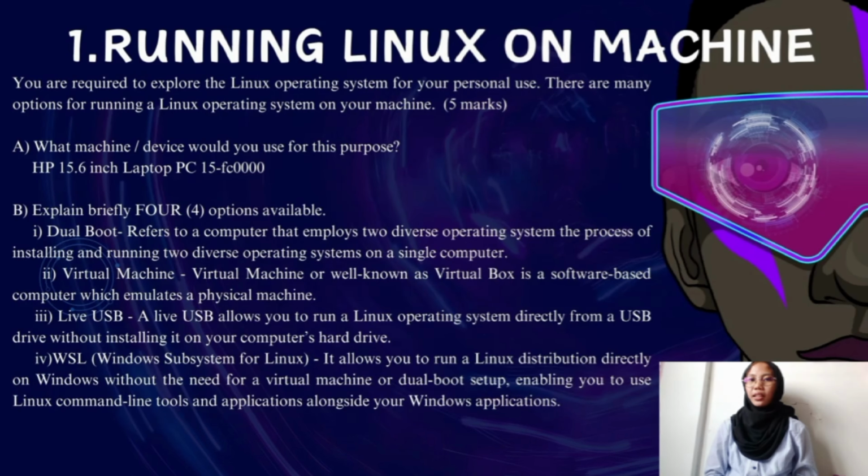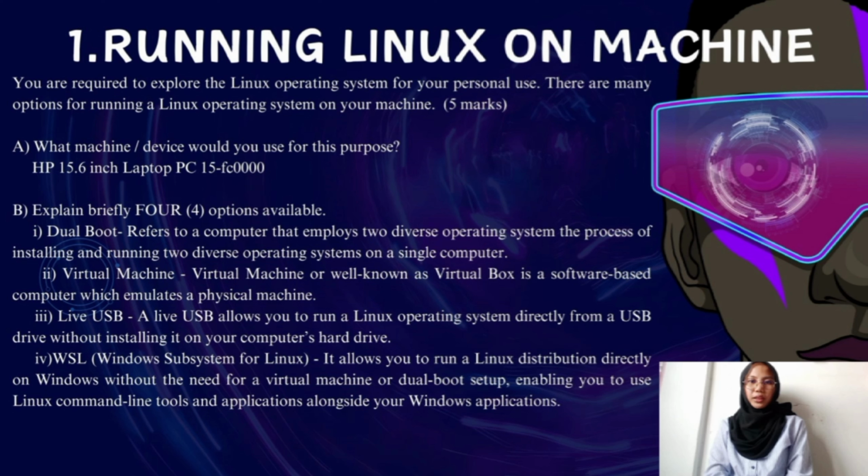The first one is running Linux on a machine. The device that we use to run Linux is an HP 15.6-inch laptop PC 15FC0000. There are 4 options available to run Linux on a machine. The first one is dual boot. Dual boot refers to a computer that employs 2 diverse operating systems, the process of installing and running 2 diverse operating systems on a single computer.